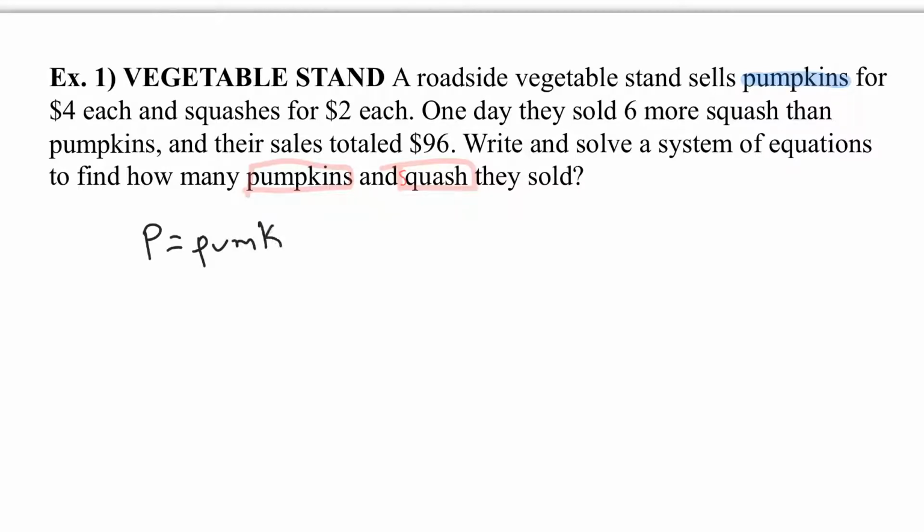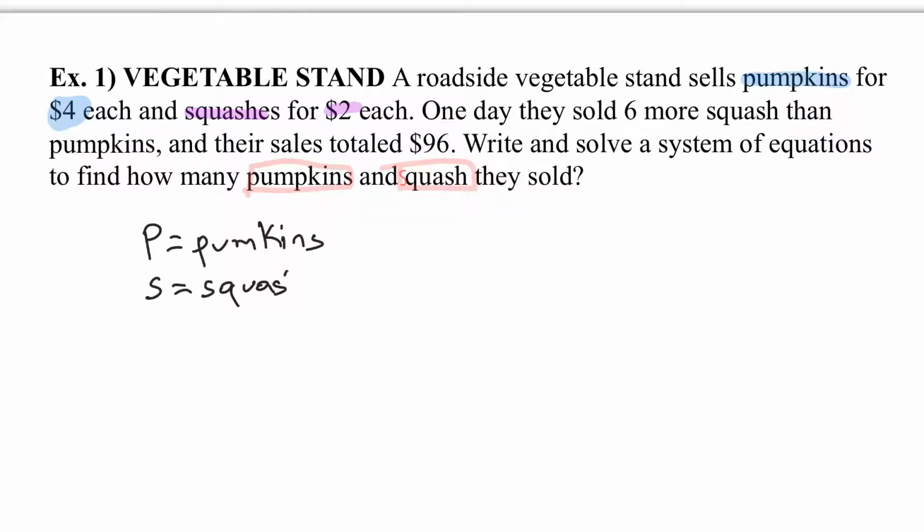And I know that pumpkins are $4 each. So let me highlight that so I remember what it is. $4 each. Now, squashes. Squashes are $2. You can see the price in there. And so squashes. And I'm going to use S for squashes. I want to use a system, and I need variables. So S is going to represent squashes.